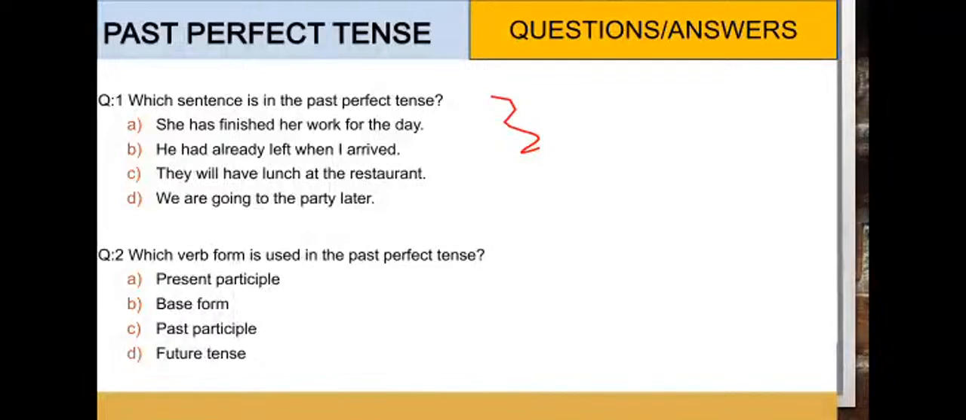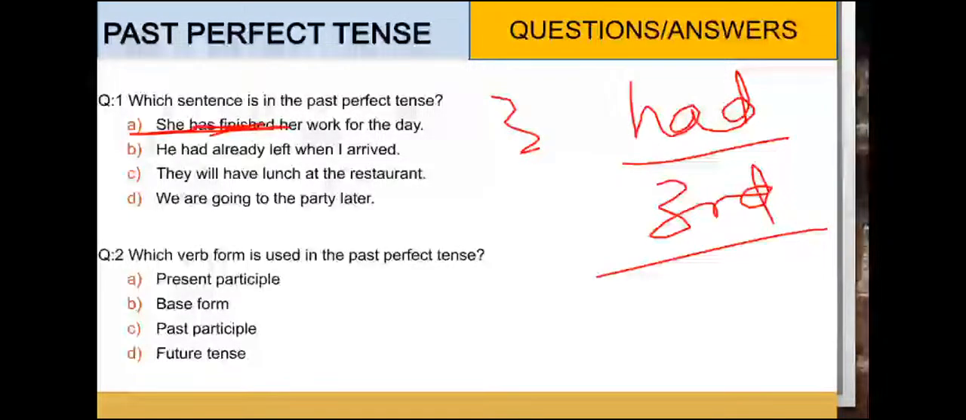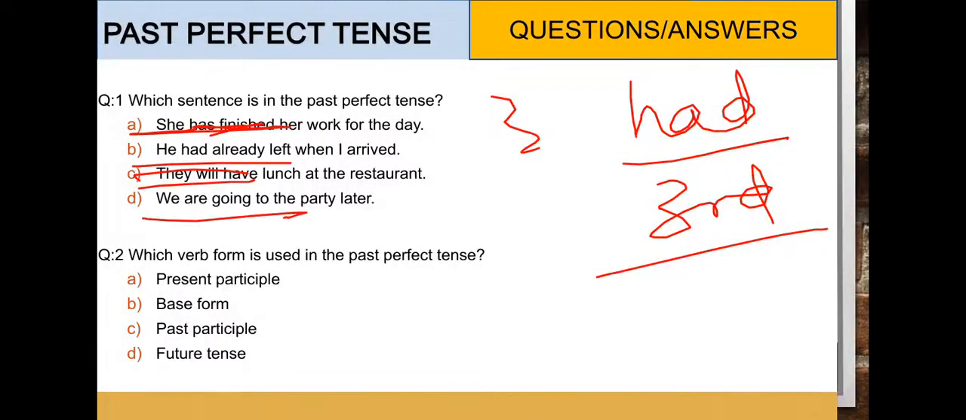Let's have some examples. Let's have some practice. Which sentence is in the past perfect tense? We have to check if we have the had as a helping verb and the third form of the verb. Let's check. Has, no, that is not actually correct. Now we have he had. Okay, this is actually correct. No, this is not correct. We have fulfilled the condition: had and left.